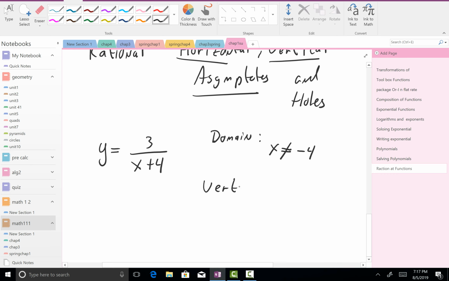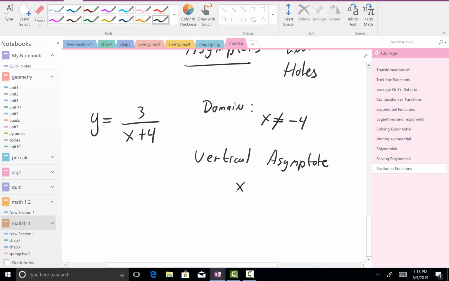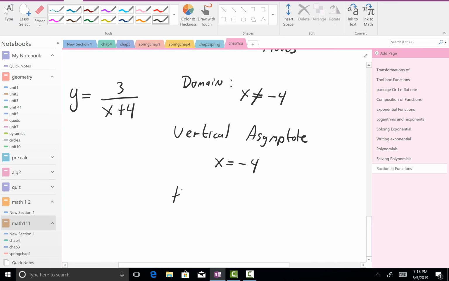Does this have a vertical asymptote? Yep, it's at -4. Now you should be able to do that without graphing it, because if you look at the bottom, the bottom can't be 0. That's where my vertical is. Automatically, you know that. Vertical asymptote's at -4. Okay, a little harder for the horizontal.